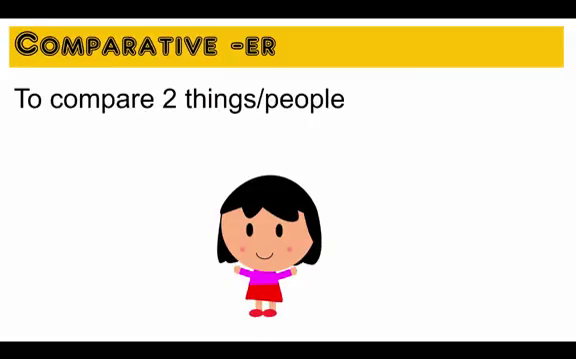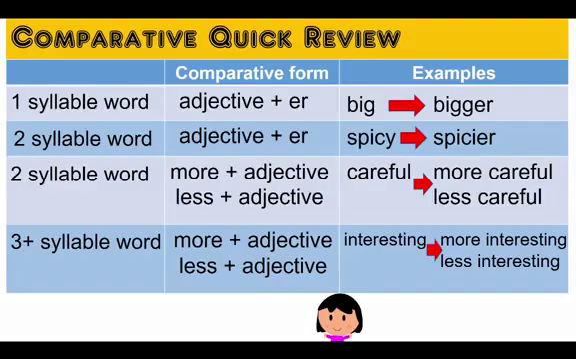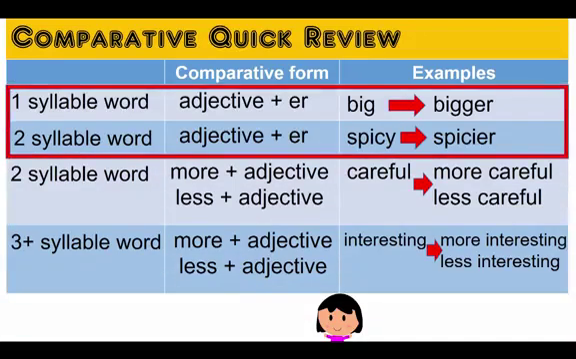Let's review the comparative. We use the comparative when we compare two things or two people. In my case, I compared two schools. For adjectives with one syllable and some adjectives with two syllables, you add an ER to the adjective. Big becomes bigger. Spicy becomes spicier.